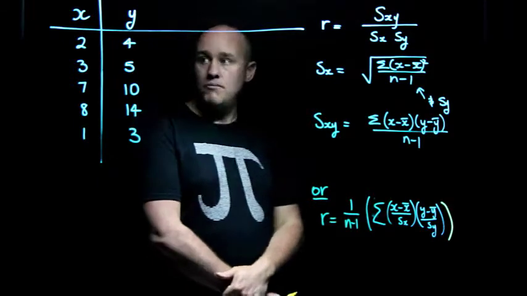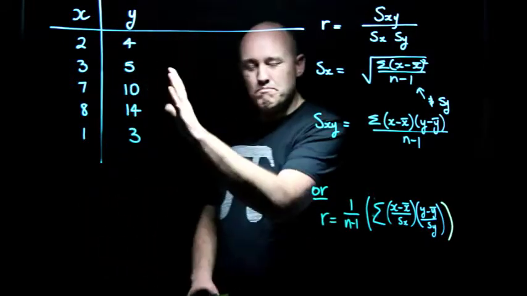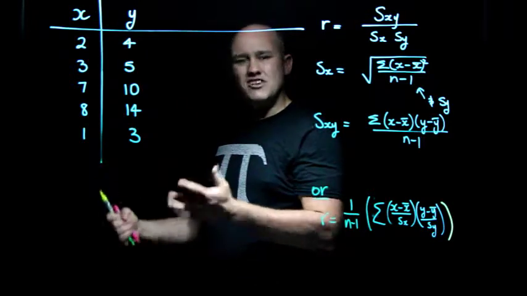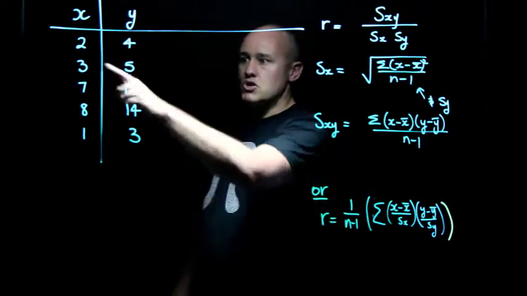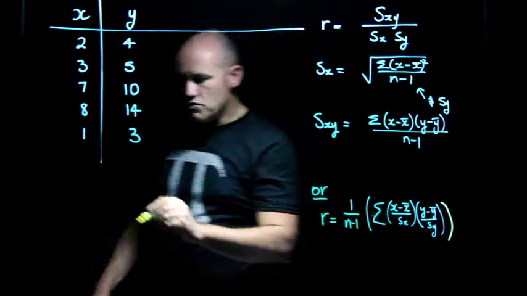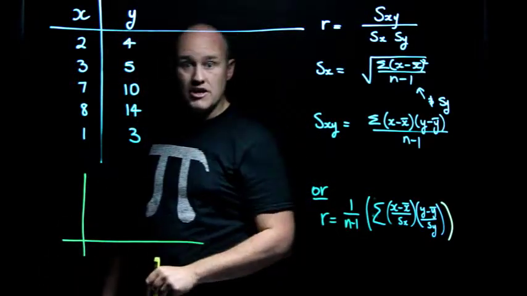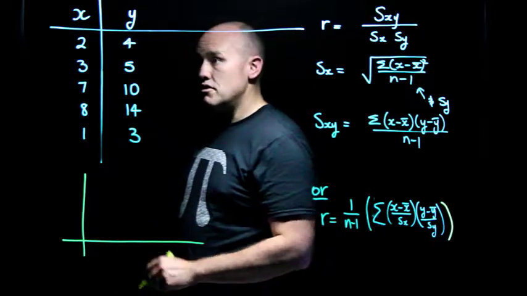Okay? So first of all, we have a set of data. This is bivariate data. So it means we've got a relationship, or we're testing a relationship between x and y. 2 and 4, 3 and 5. If I do a quick sketch of this data, and it's going to be rough because it's on a whiteboard, but you could do a better sketch in your book.